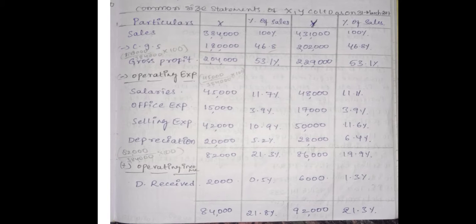After the deduction of cost of goods sold, we get gross profit. 2,04,000 is the X company gross profit. So 2,04,000 divided by 3,84,000 into 100, we get 53.1%. Next, 2,29,000 divided by 4,31,000 into 100, then we get 53.1% as the Y company percent of sales.